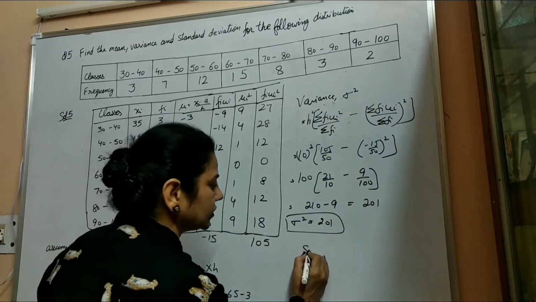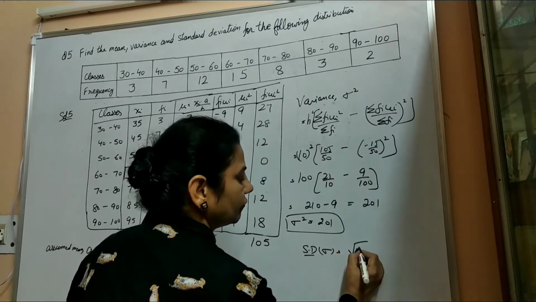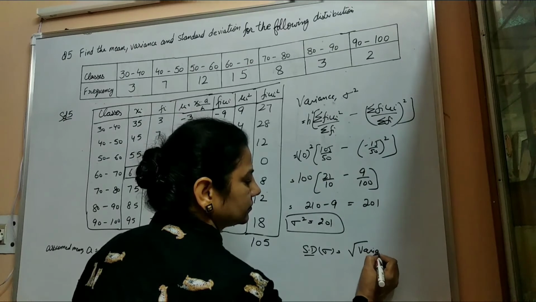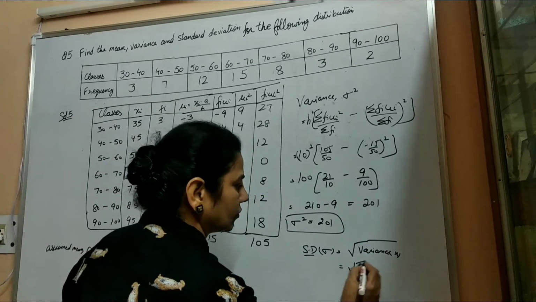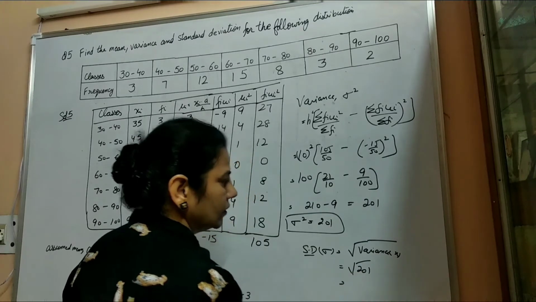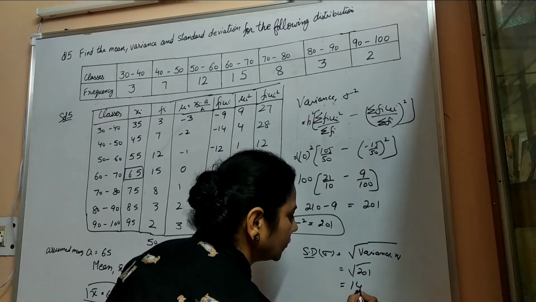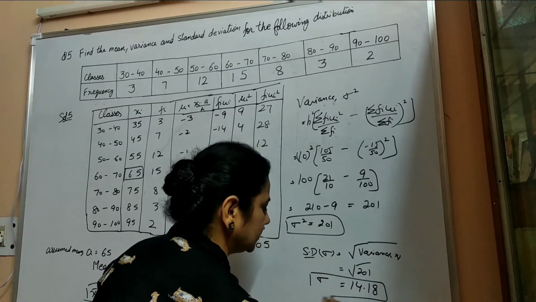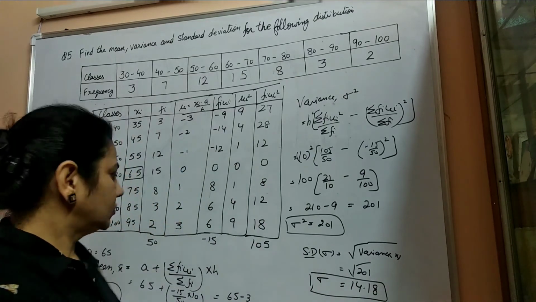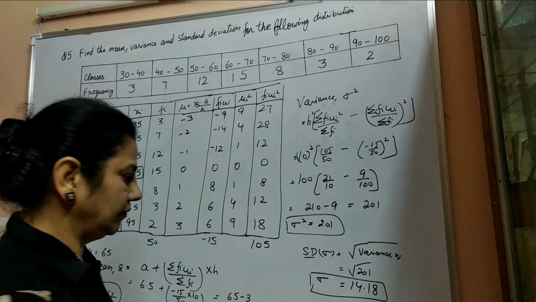For standard deviation, to calculate standard deviation, simply take the square root of variance. That means square root of 201. Taking the square root of 201, you will get 14.18. So you can say standard deviation is 14.18. So thus we calculated all: mean, variance and standard deviation.